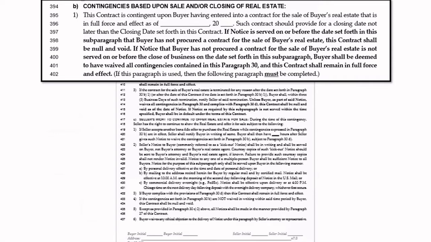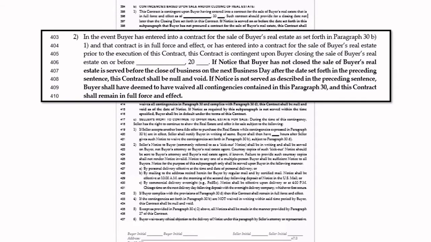So the contingencies are, number 1, this contract is contingent on the buyer having entered into a contract for the sale of his real estate. So that makes it contingent on the sale. This one makes it contingent on the closing. So if you're going to use the sale contingency, you need to use the closing contingency. So if you're going to use one, you need to use two. But you could do it without using one. That's when it would be only contingent on the closing. So this is the closing contingency. All right, so you've got home sale, home closing.